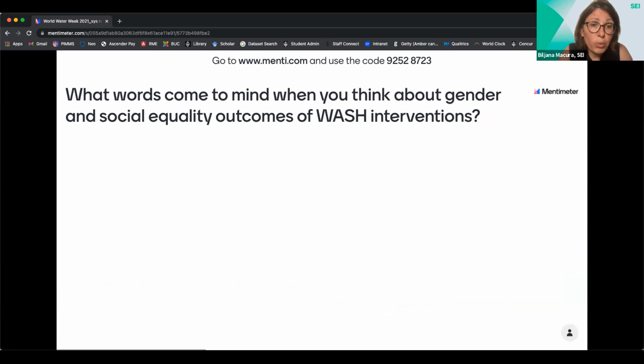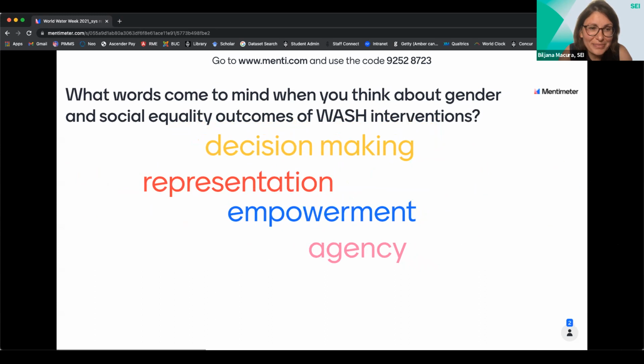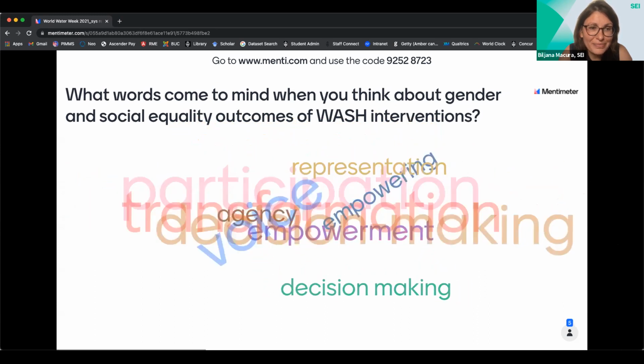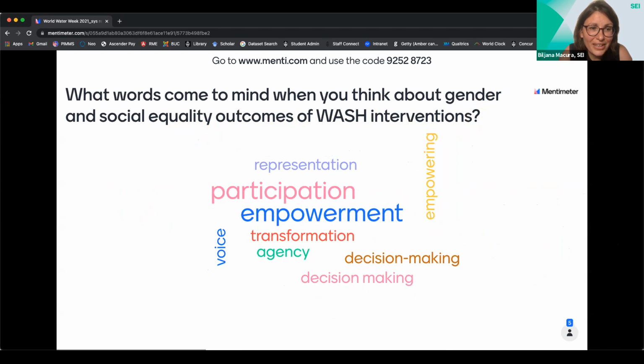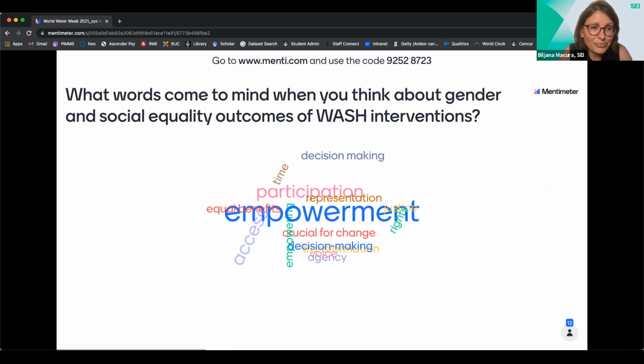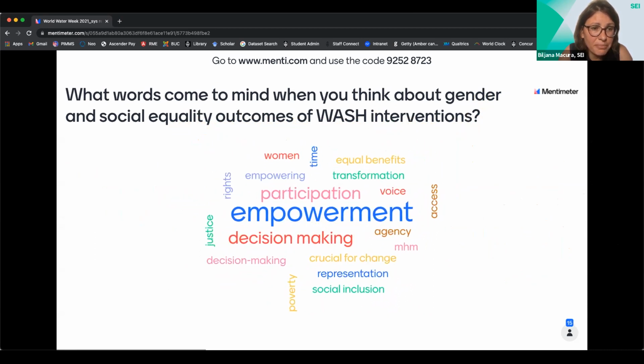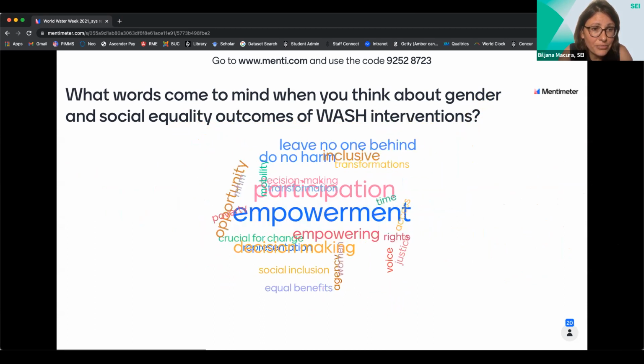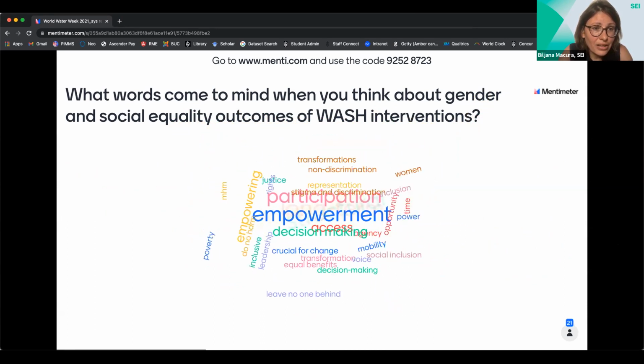Okay, so we will talk in the rest of the session a lot about gender and social equality outcomes, but we are wondering what words come to your mind when you think about these kinds of outcomes in the context of WASH interventions. You can see your answers and your thoughts on this, and you can obviously add more than one word. Great. We can see a lot of participants mentioning empowerment, participation. Excellent.